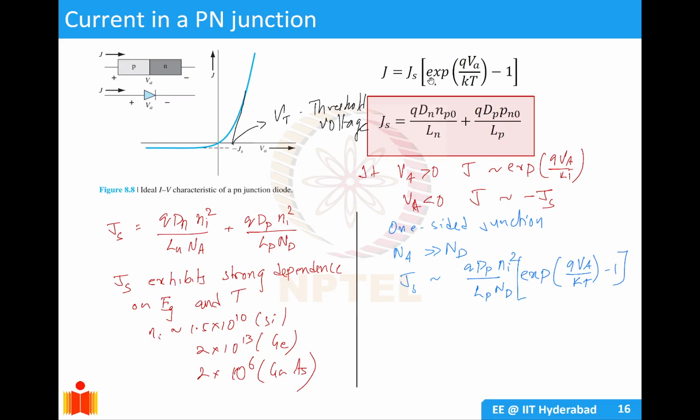If you plot this, and I make my Va negative here, this value exponential qVa by kT becomes very small. Due to the minus 1, we can neglect this value. So for reverse bias, the value becomes J equals minus Js. Hence for reverse bias, my current value is given as minus Js, and in forward bias it's exponentially increasing.